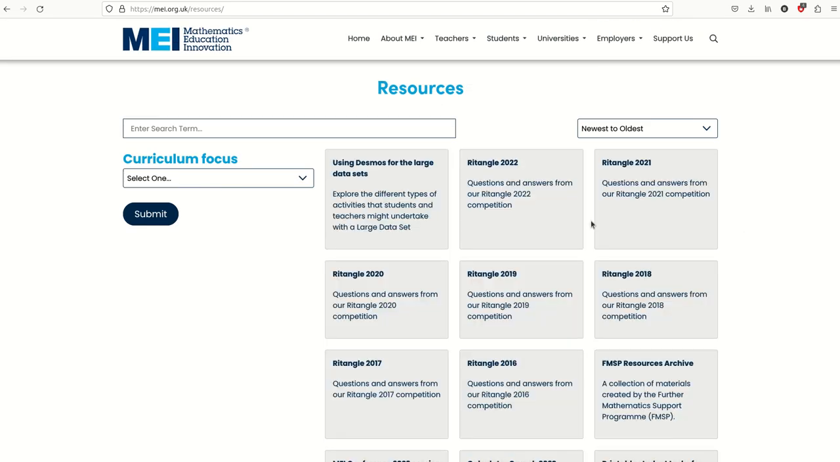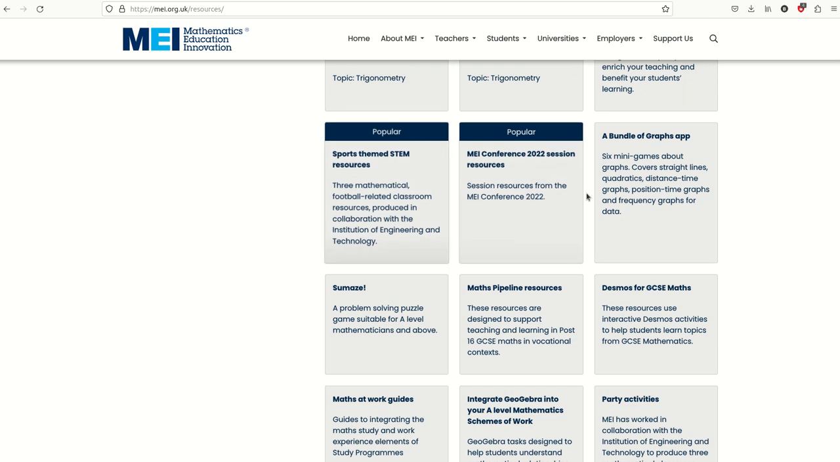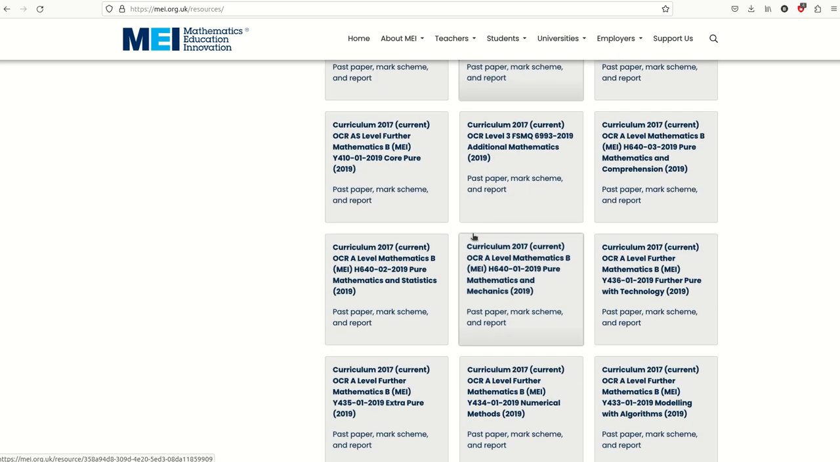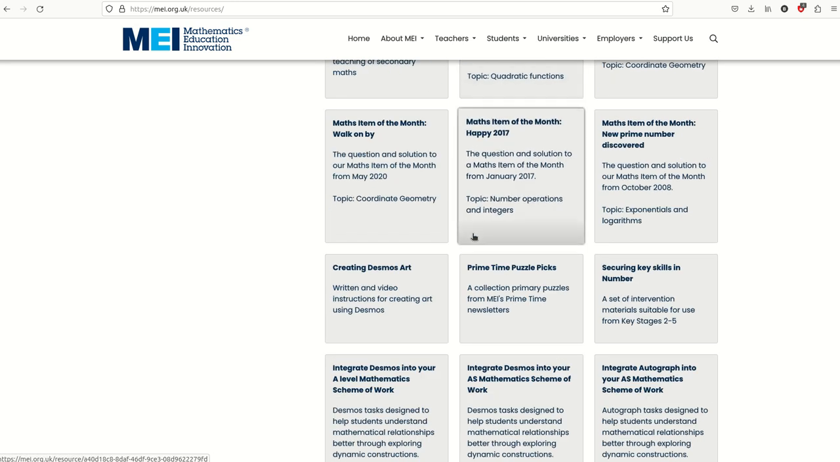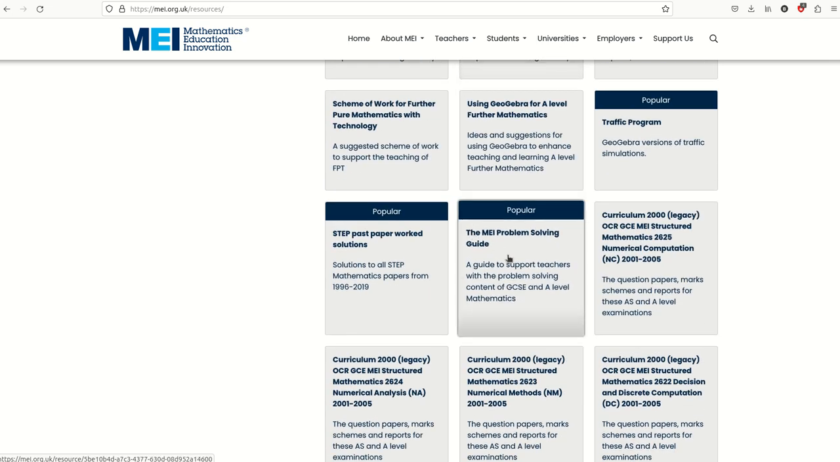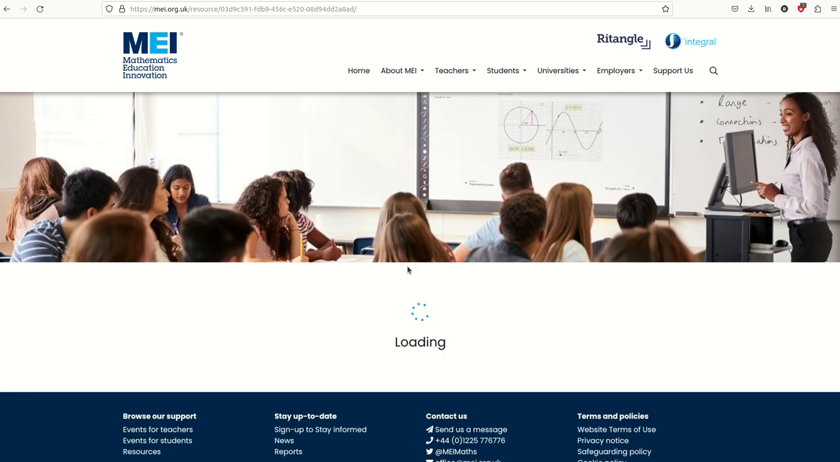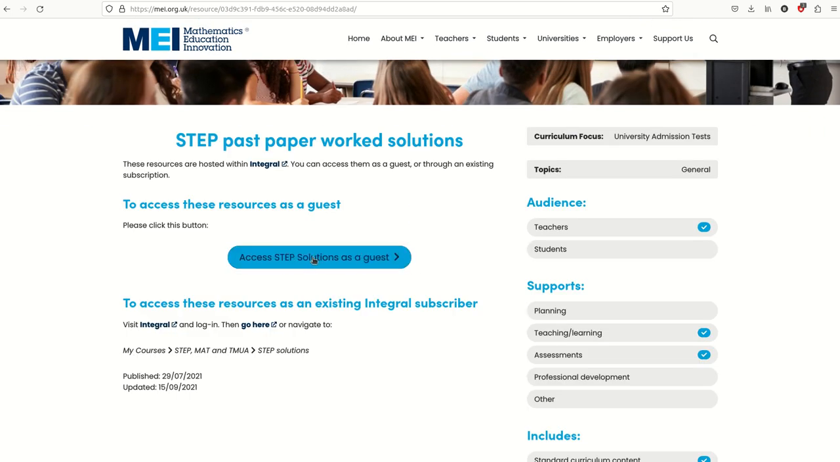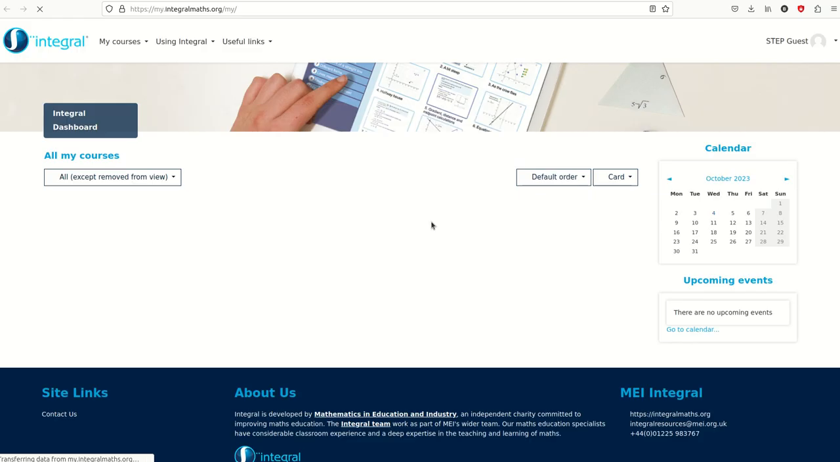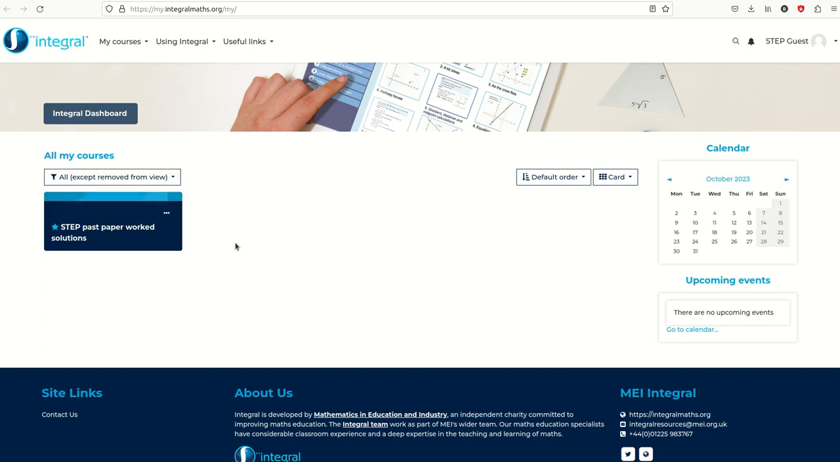Amongst the 15,000 things, look for a popular one. It's always popular because lots of people use it. Somebody basically wrote down loads of step solutions. I really like the person who did them, actually. Look, there they are. You've got lots of the old solutions here. They're work solutions. Just access as a guest. Let's see if we're right.